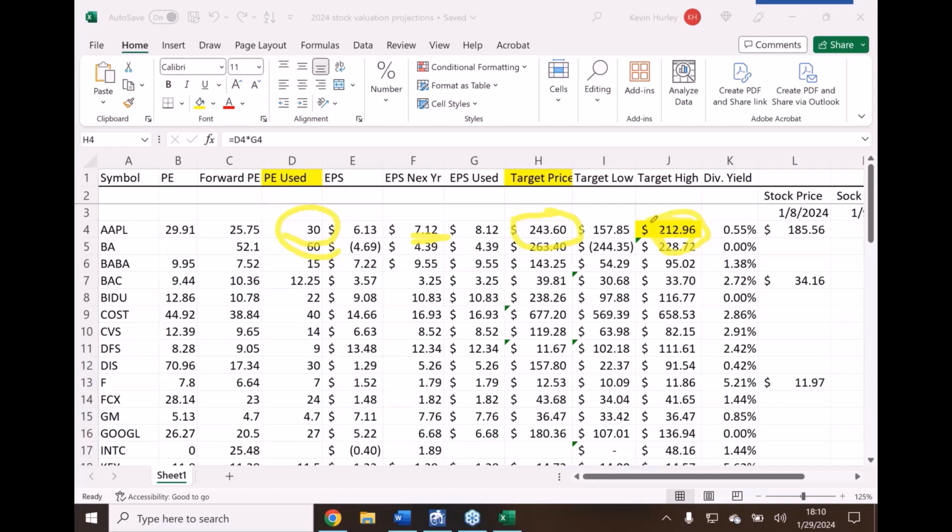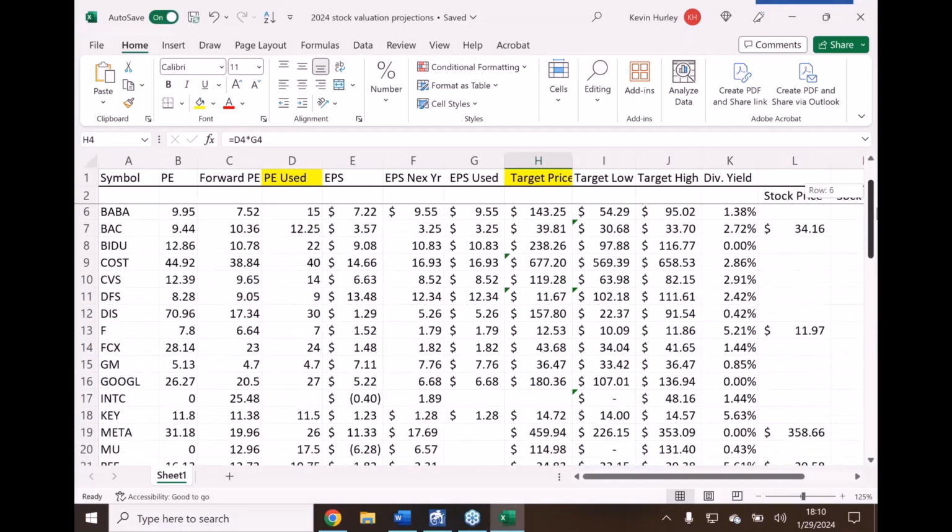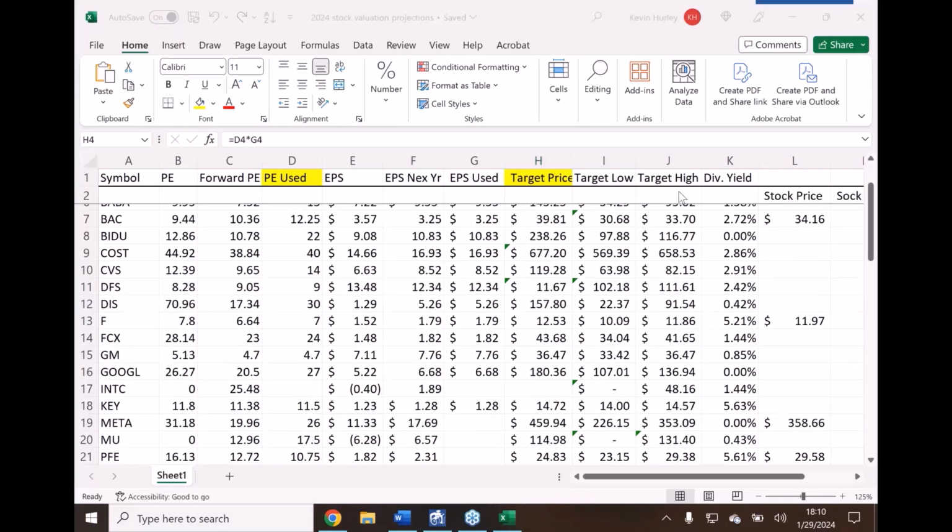Kevin, what would you put it into? Well, I'd want to replace it with something in that technology area. There are a couple I would be looking at. I really like Baidu's price target of 238.26. Meta's price target 459.94. Google at 180. There are different areas that I could be at.